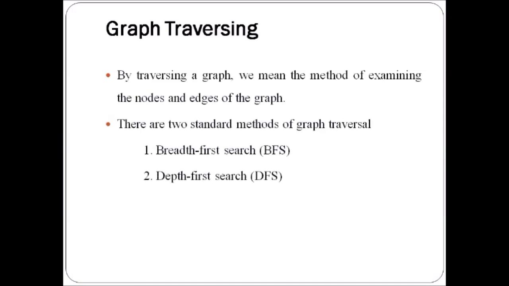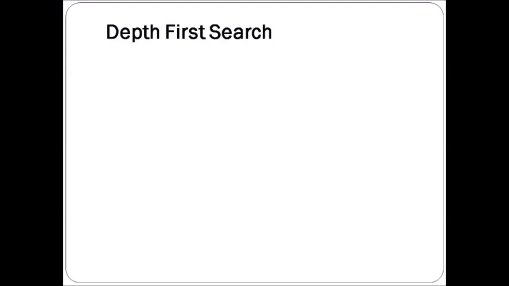Number one is breadth first search, that is BFS, which uses a queue as an auxiliary data structure, and the second one is depth first search, which uses a stack as an auxiliary data structure. In this video, we are going to discuss depth first search. The depth first search algorithm uses a stack as an auxiliary data structure.